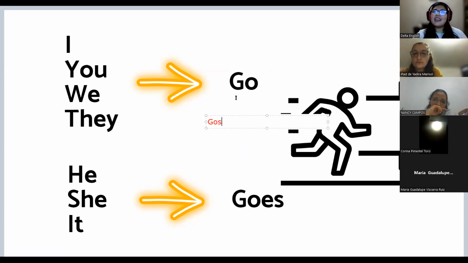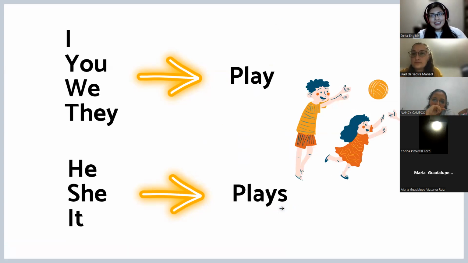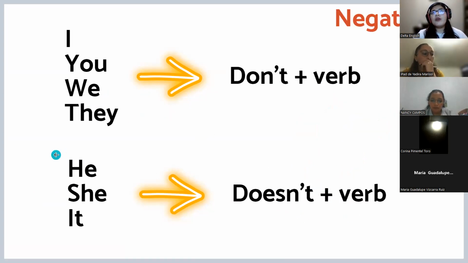So we were saying if the verb happens to have a consonant at the end, then it's not necessary to add ES. I can just add S at the end. So we were saying, for instance, I would say we play, and I would also say he plays with the S at the end. Now, this doesn't happen for the negative version of the verb. For the negative version of the verb, it is not necessary that I add an S at the end.